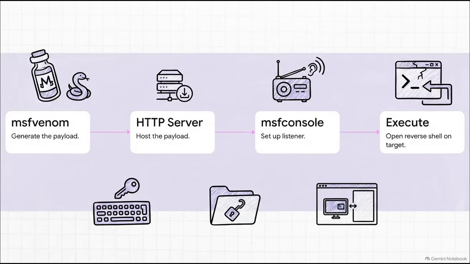So how's it actually done? Well, here's a breakdown of a real-world active reverse shell hack using the legendary Metasploit framework. It basically happens in 4 clear steps. First up, the attacker generates a custom payload.